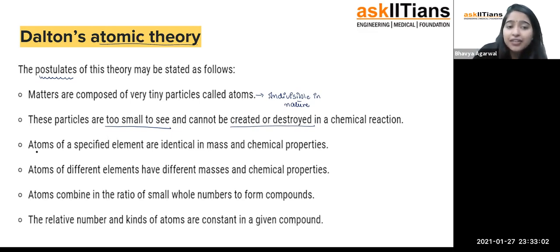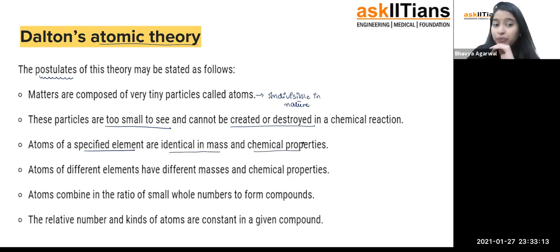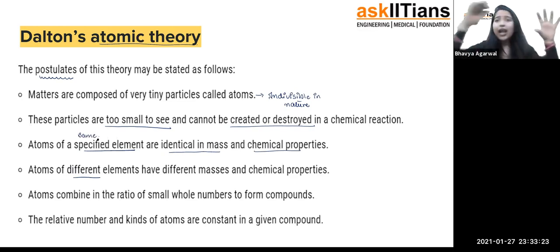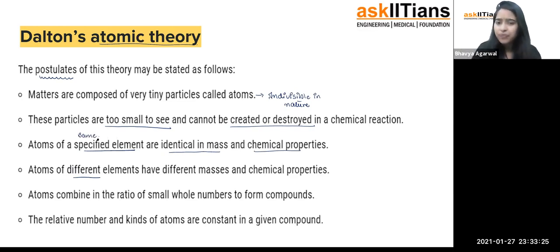Then he said that atoms of a specific element will be identical in mass and properties. If you talk about the same element, for instance nitrogen, oxygen or hydrogen, all hydrogen atoms will be identical in mass and properties. Whereas if you talk about different elements, like nitrogen and oxygen, or sulfur and hydrogen, they will have different masses and different properties.